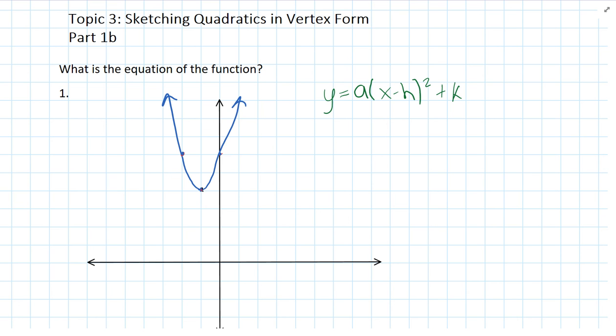This is topic 3, sketching quadratic functions in vertex form, part 1b. Last time we went over looking at an equation and turning it into a graph, and now we're going to be looking at the graph and translating that into a function in vertex form.